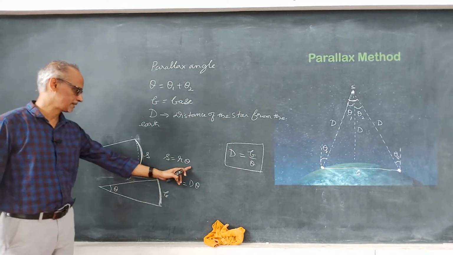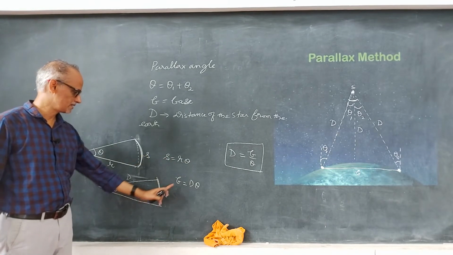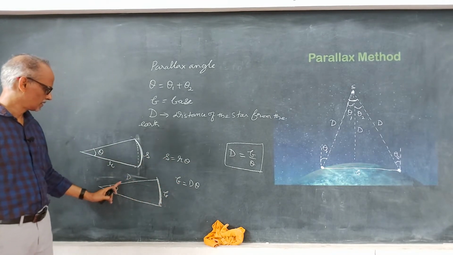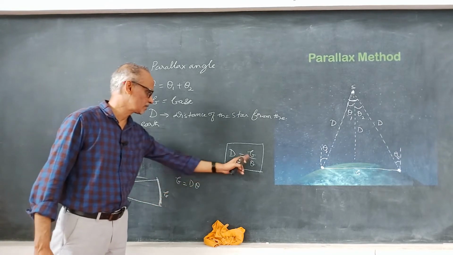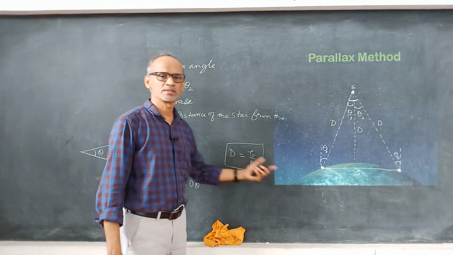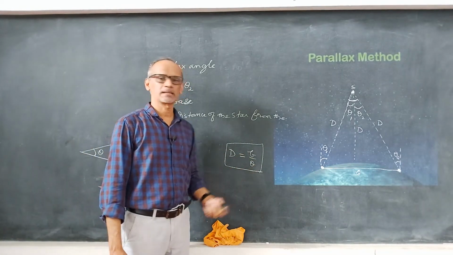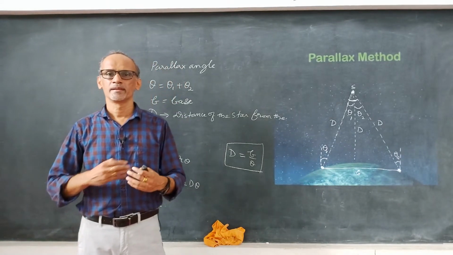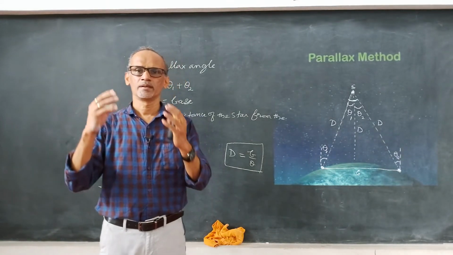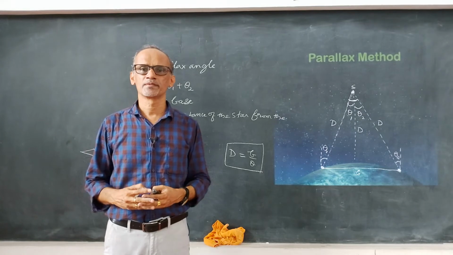S is equal to R theta. Arc length is the base here, which is equal to D into theta. So we have to find the value of D. So D is equal to B by theta. By knowing B, which is the base, and by knowing the parallax angle, we can find the distances of the various stars from the surface of the earth.